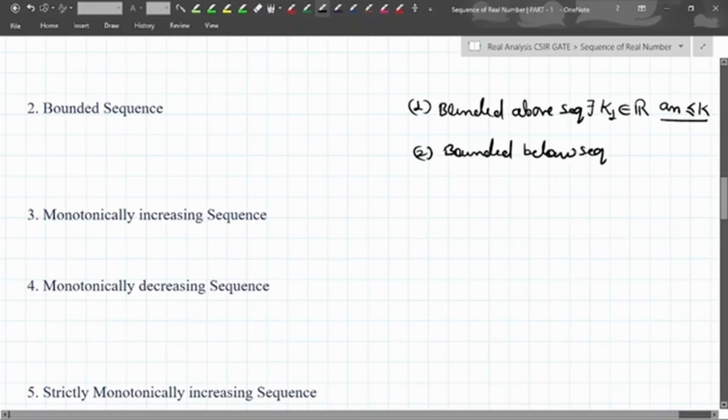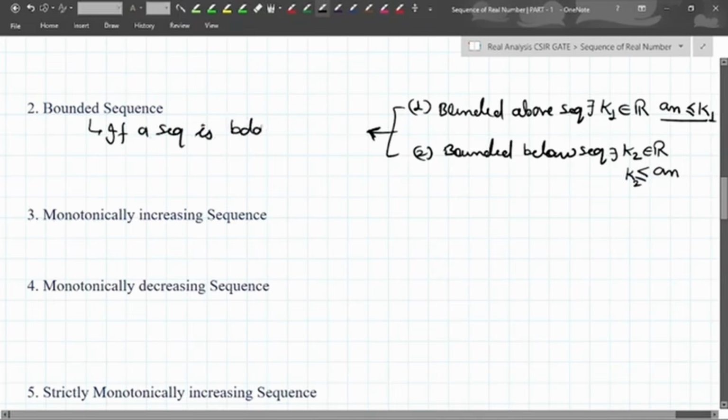Okay, and if it is bounded below, it means there exists a k2 in real numbers, such that each and every element of the sequence will be greater than that k2. Now what is the meaning of a bounded sequence? If both cases are happening, it means that if a sequence is bounded above and bounded below, then that sequence is going to be a bounded sequence.